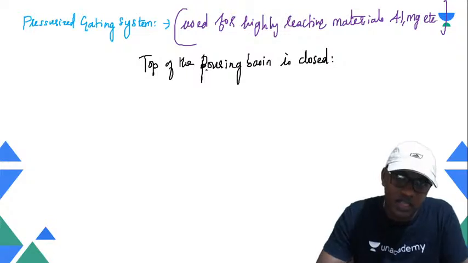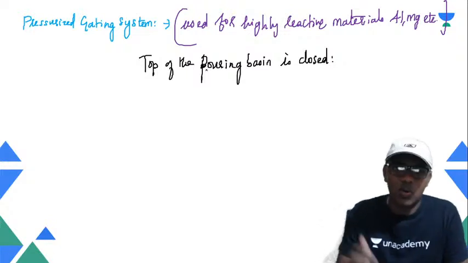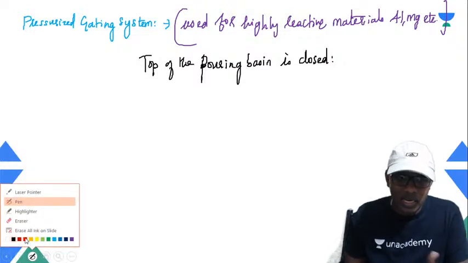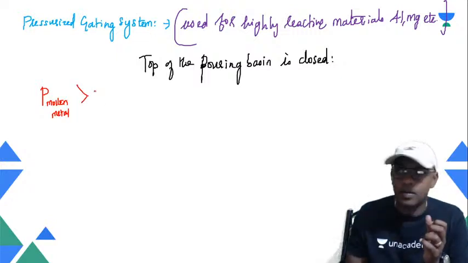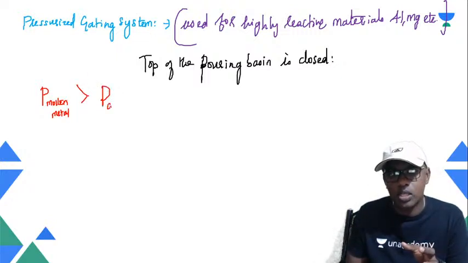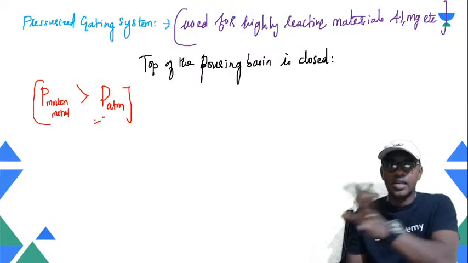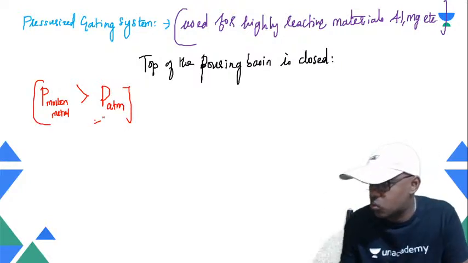Then you call this gating system as just above. More than the written format, this will speak better, so it's always good to note down the terms. The pressure above the molten metal is greater than, not even equal to, just greater than the atmospheric pressure. In this condition, we say the gating system is a pressurized one.